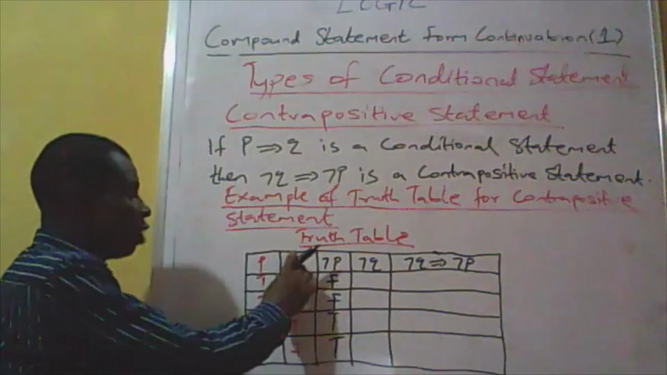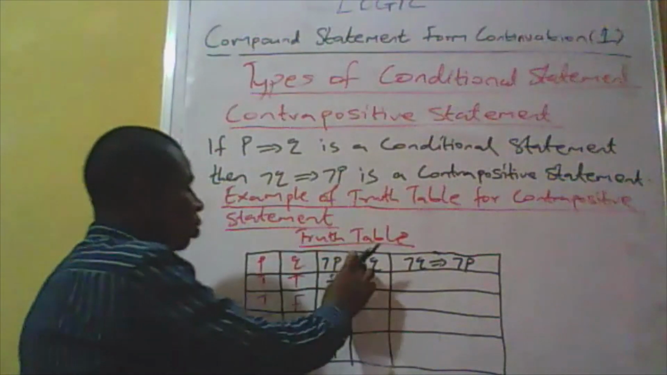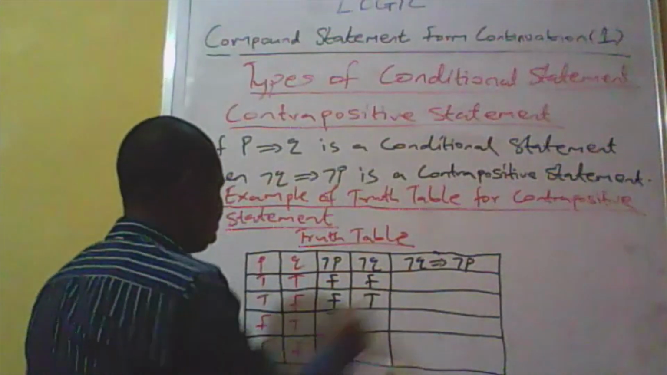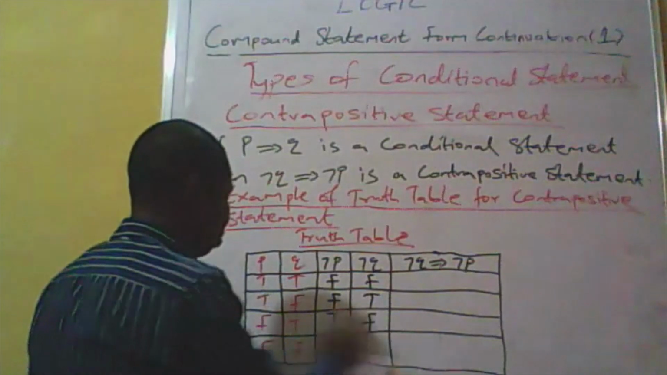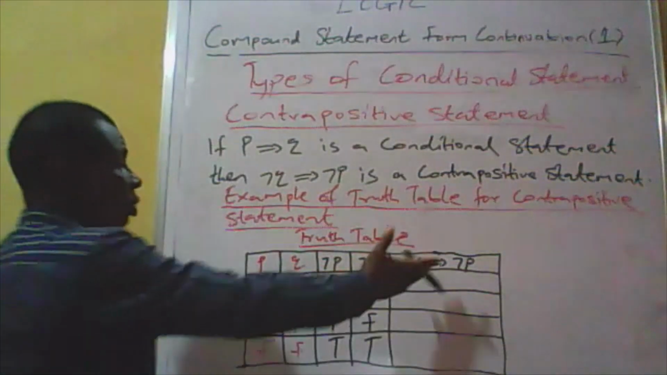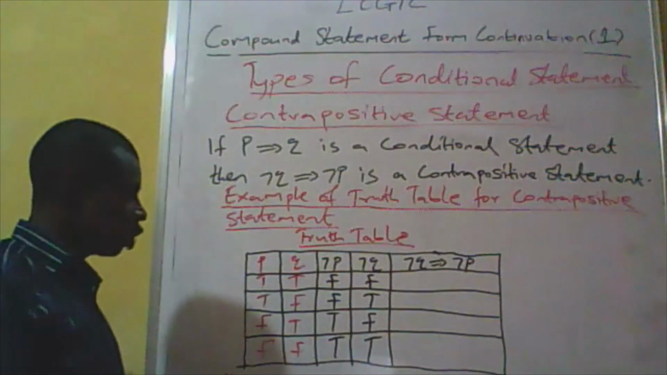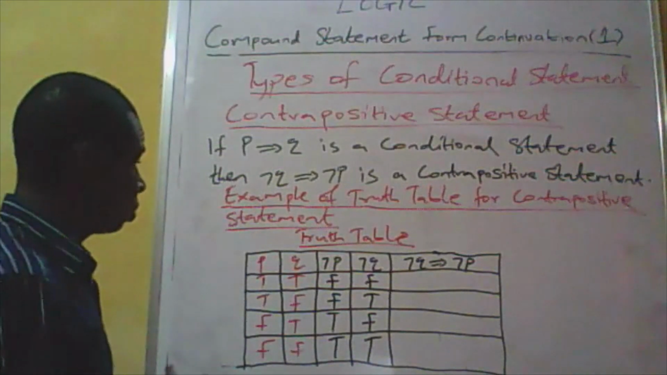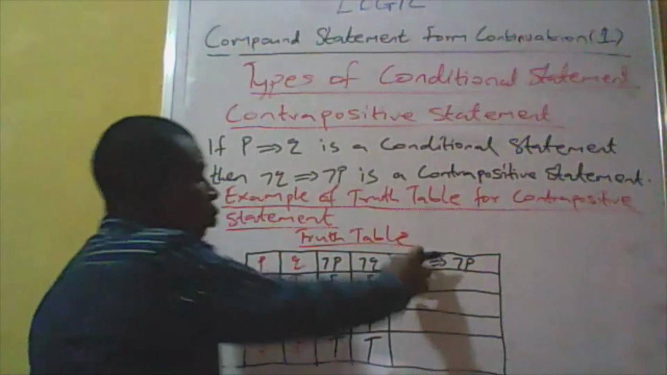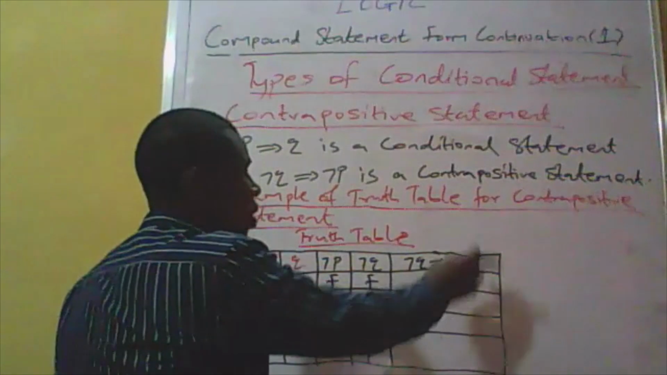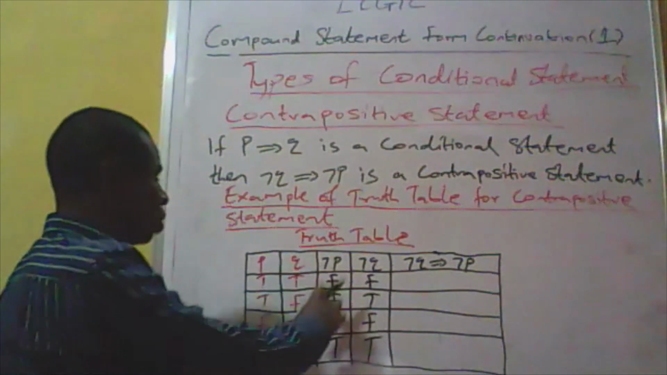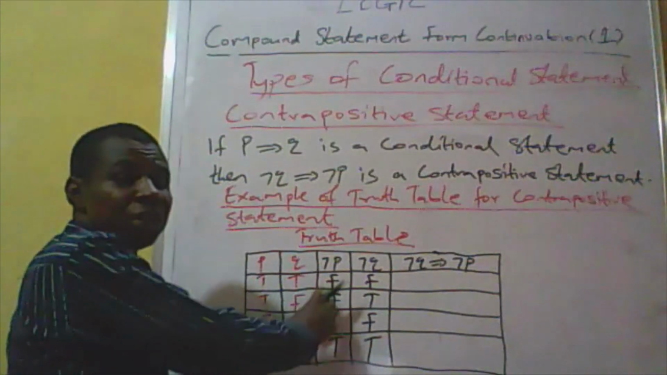Very good. Now we go back to not Q. Here Q is T, not Q will be F. Q is F, not Q will be T. Q is T, not Q will be F. Q is F, not Q will be T. Then let us evaluate our contrapositive statement, not Q implies not P. Here we can only have false when I assigns not Q to T and assigns not P to F. So here we are going to have a false statement, otherwise true.